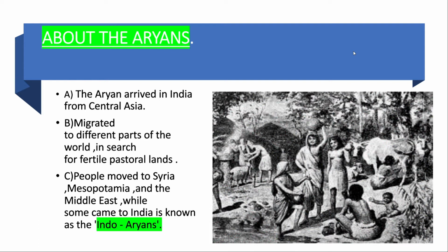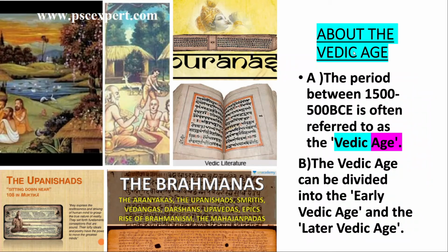Do you know, children, who were Indo-Aryans? Yes, the group that came to India is known as the Indo-Aryans. After Indo-Aryans, next is the Vedic age. In Indian history, the period between 1500 to 500 BCE is often referred to as the Vedic age, as most of the information of this period comes from the Vedic literature.